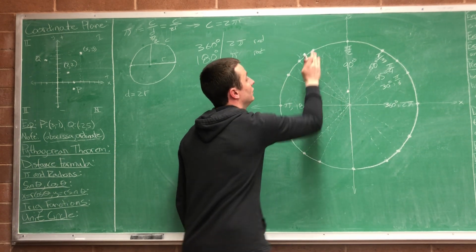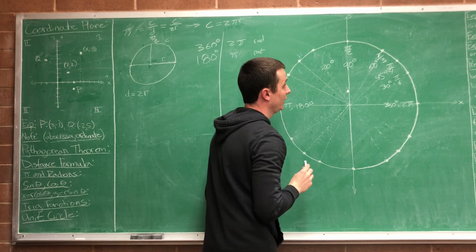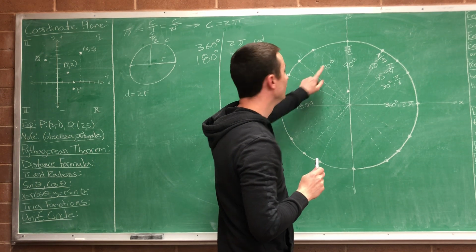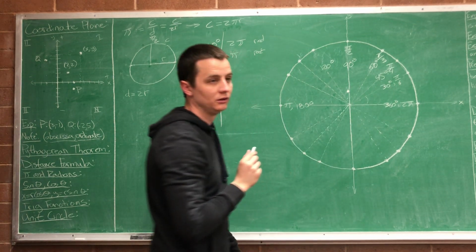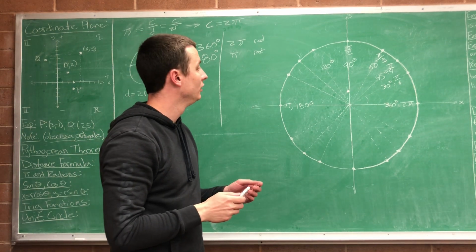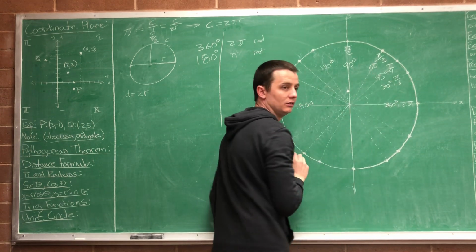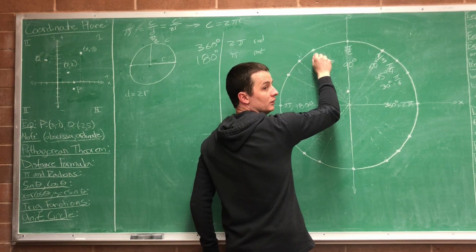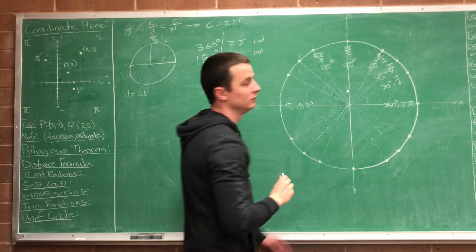Over here. Not pi thirds. This isn't 60 degrees again. If pi thirds gets me this far, what gets me this far? How much bigger is this angle than this angle? Double. So what's the answer? 2 pi thirds, that's it. I think you were overthinking that somehow.